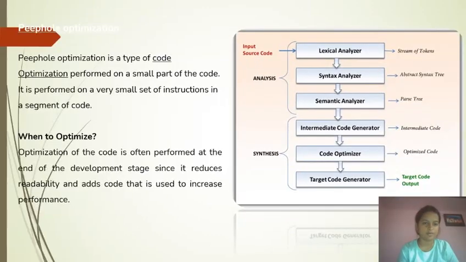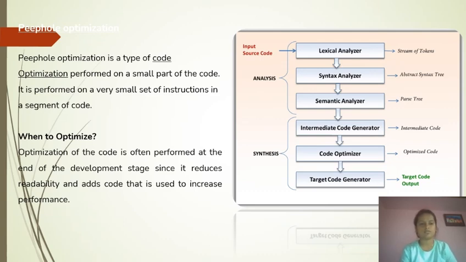Peephole optimization is a type of code optimization which is performed on a small part of the code. It is performed on a very small set of instructions in a segment of code. And when to optimize the code? Optimization of code is often performed at the end of the development stage, since it reduces the readability and adds code that is used to increase the performance.